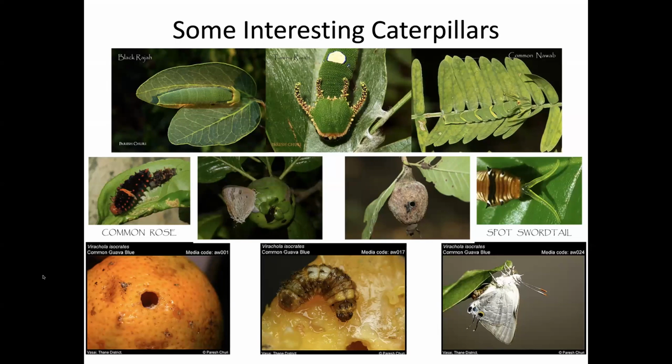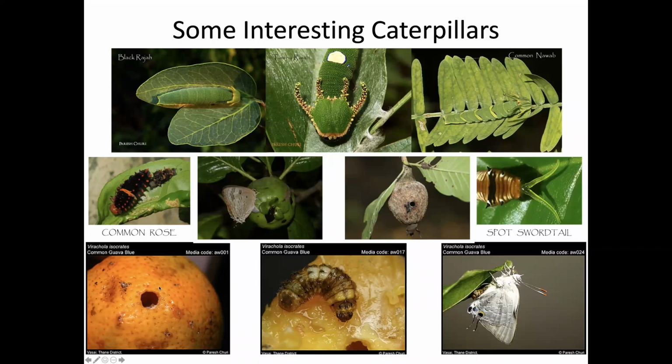Okay. So here, one more example of large guava blue female, which is depositing her egg on fruit of wild guava. And here you can see a tiny hole, which is made by the caterpillar of this particular species. It completely bores the fruit, and it enters inside the fruit, and it feeds on the seeds of the fruit and inner fleshy substances.